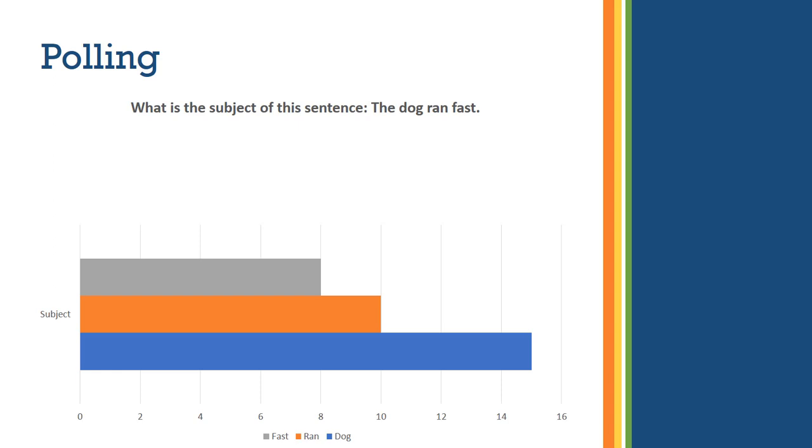So I might say, okay, if anybody said fast, tell me why that's incorrect. Or someone who didn't say fast, tell me why it's incorrect. Tell me why ran is incorrect, and then tell me why dog is incorrect. So again, you're breaking down each answer choice to define why it's right or wrong.